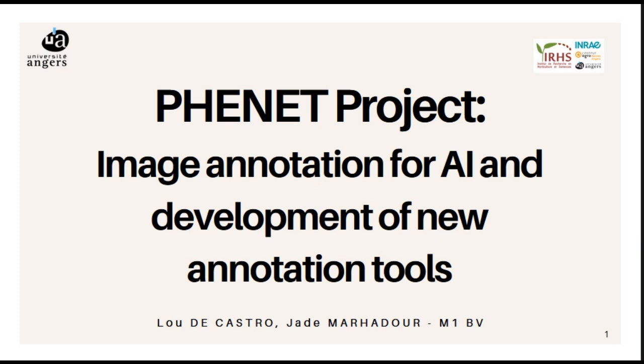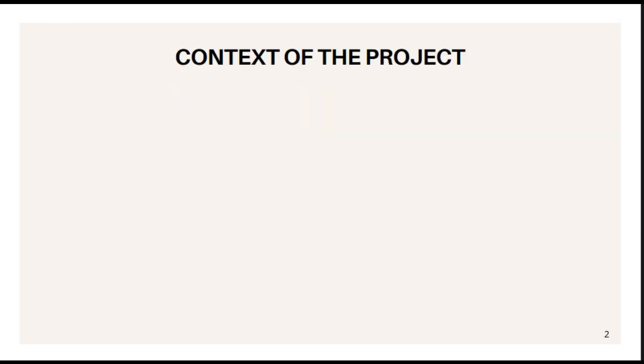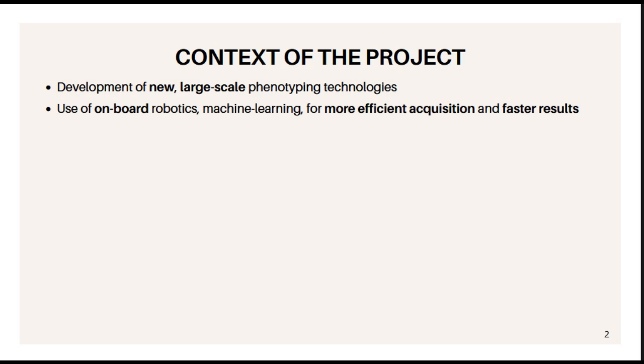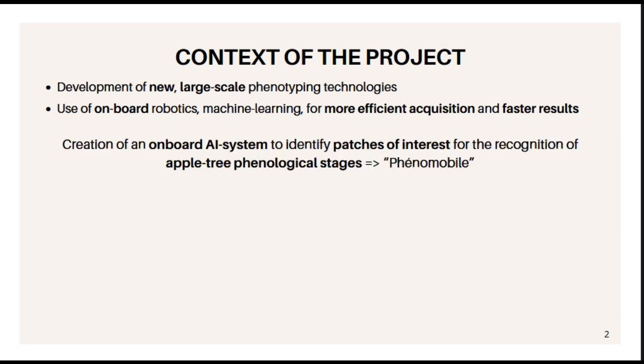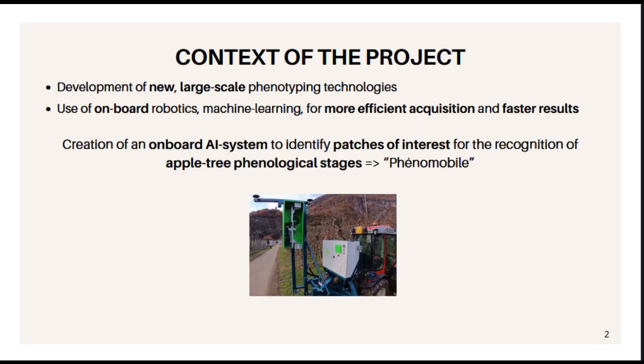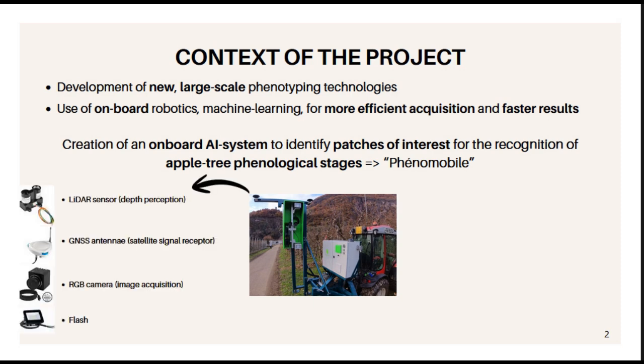Today's video is about image annotation for an AI in the context of the FINET project and the development of new annotation tools. The project we worked on is part of the thesis of Ereari Metuaria, a PhD student in the Imorphen team, and it concerns the development of an AI capable of recognizing the phenological stages of apple trees, which would run directly on agricultural machinery as embedded technology. It would be able to identify structures of interest and characterize them according to their stage of development.